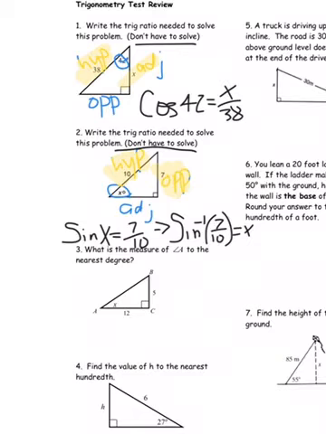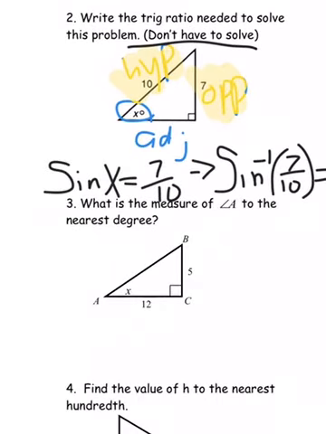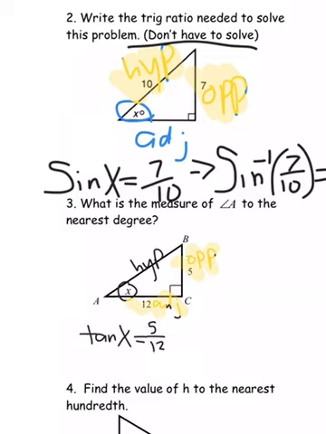What is the measure of angle A? So this problem I'm actually trying to solve now. Searching for an angle, I'm going to be doing inverse here. But it's opposite, adjacent, hypotenuse. I have opposite, I have adjacent. That's tangent. Tangent of x, because I don't have an angle, I'm looking for it, equals the opposite 5 over the adjacent 12.